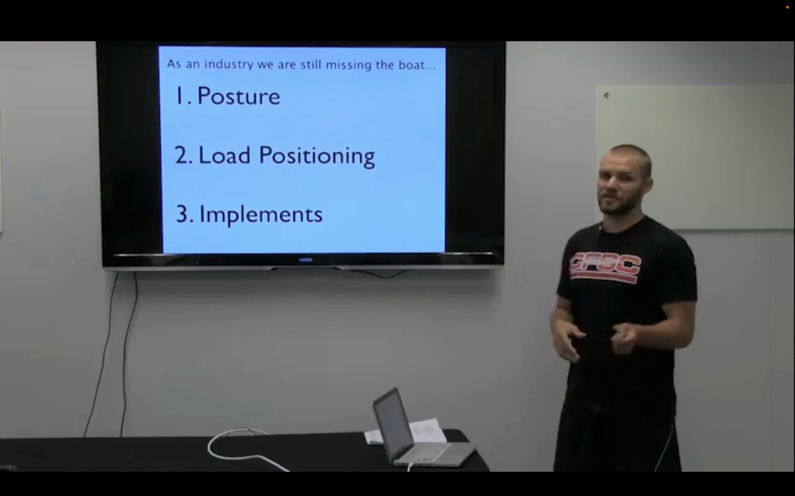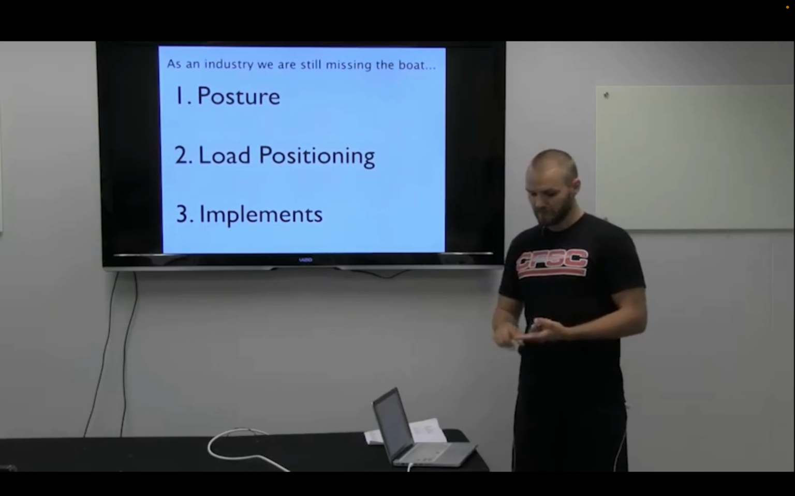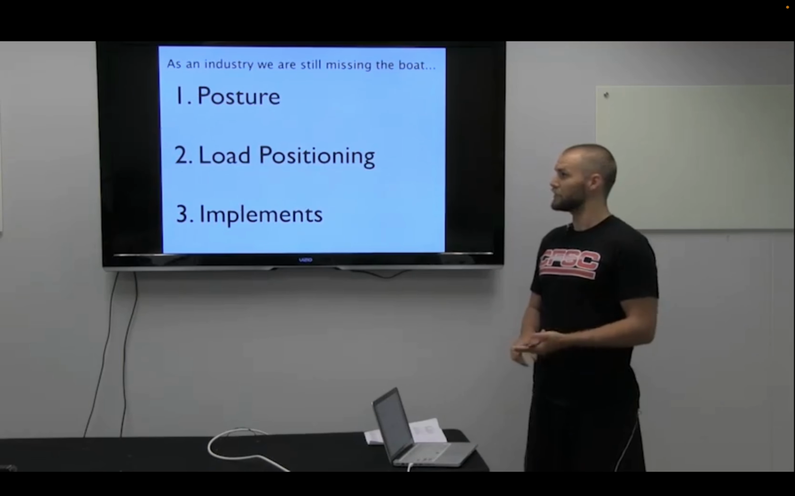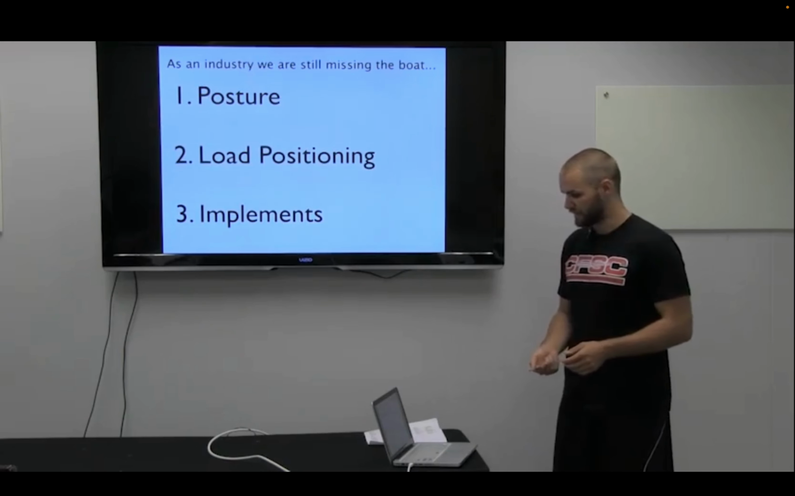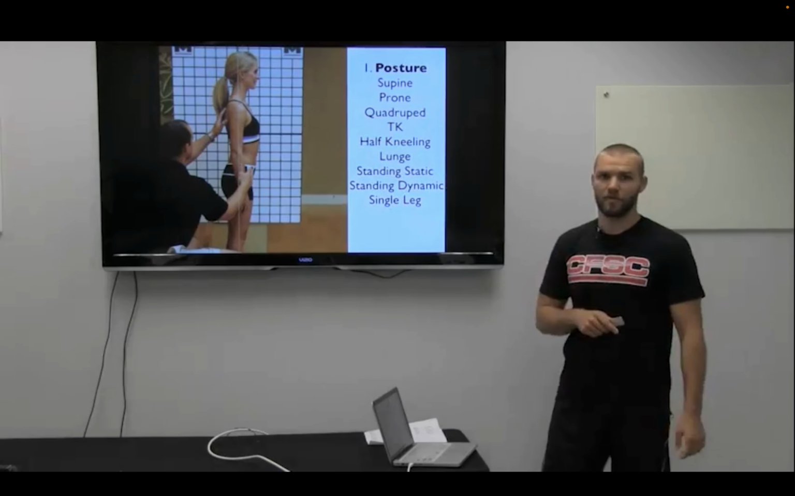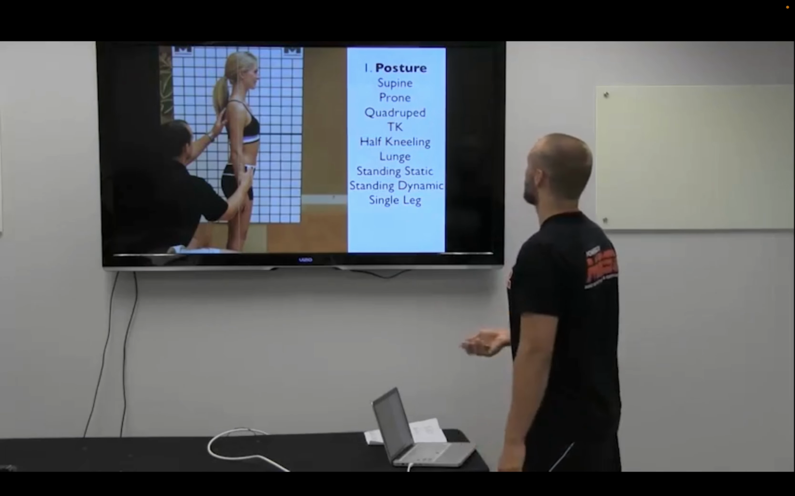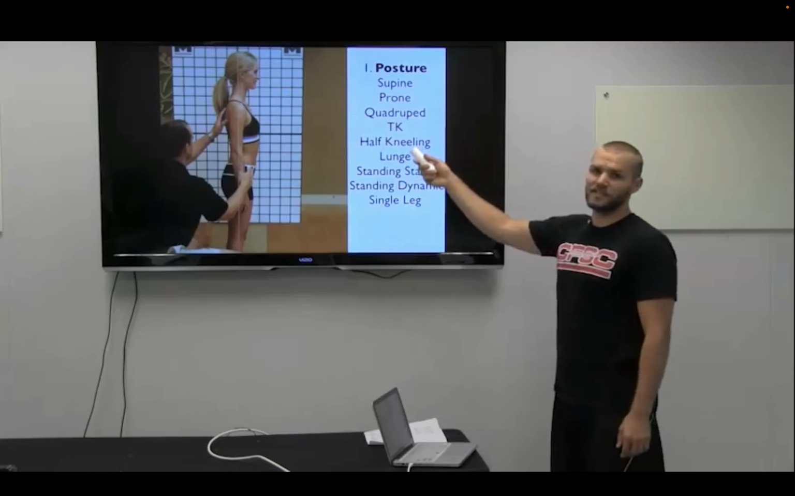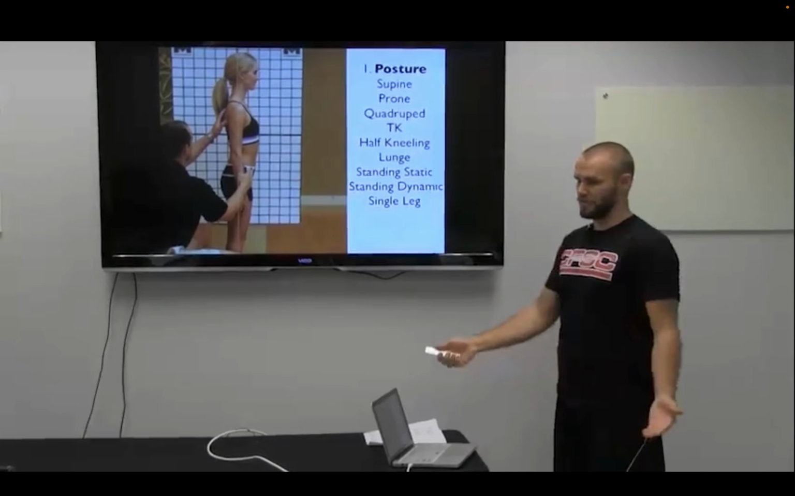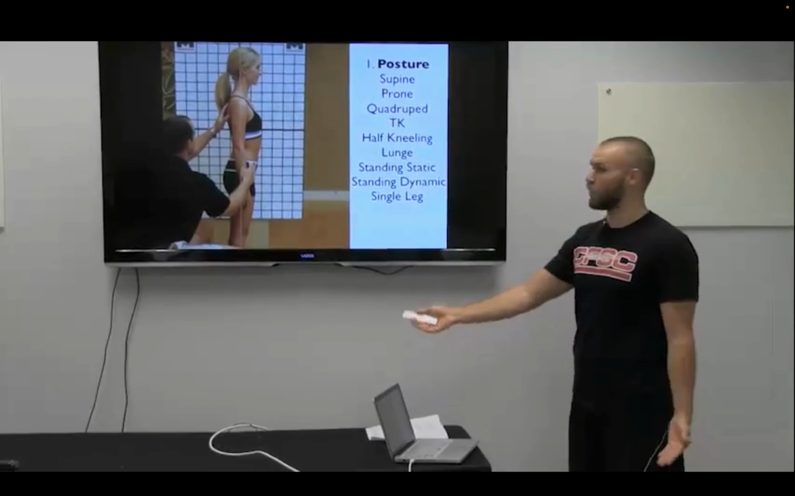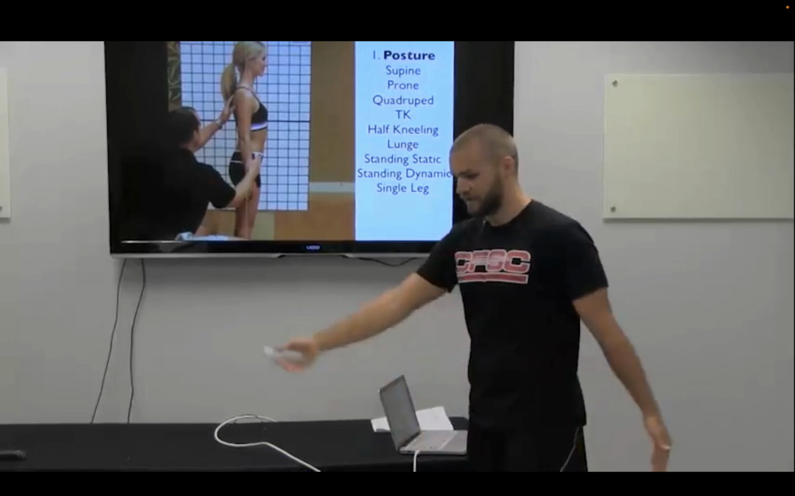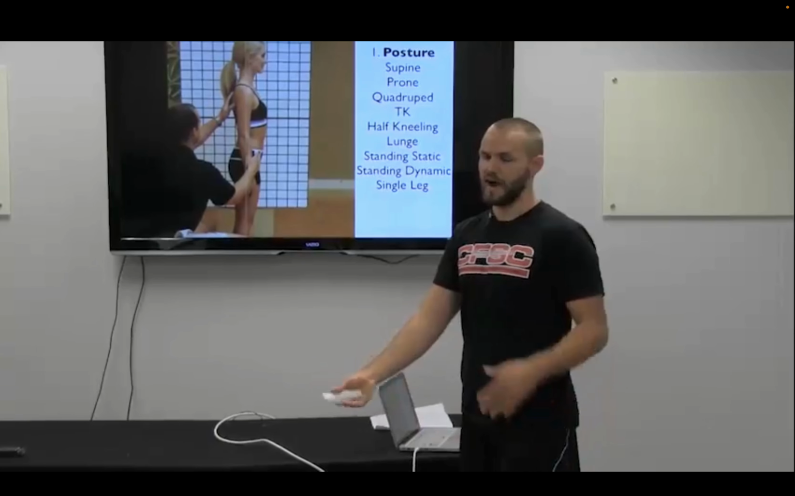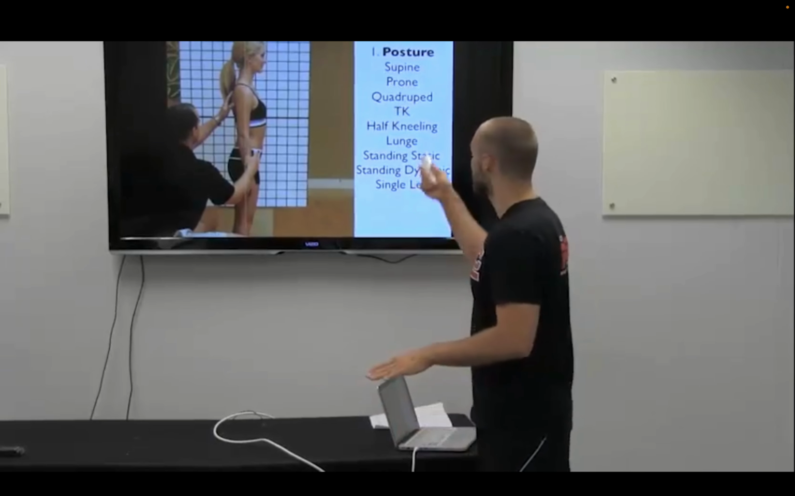So as an industry, this is where I think we're still missing the boat. There are 1, posture, 2, load positioning, and 3, using different implements or pieces of equipment to make something easier or harder. So, number 1, posture. First thing, if you want to make something easier or harder, you decrease or you increase your base of support. So if I'm laying on the ground on my back or on my stomach, I have the entire ground supporting me. So gravity is acting much less on my spine.